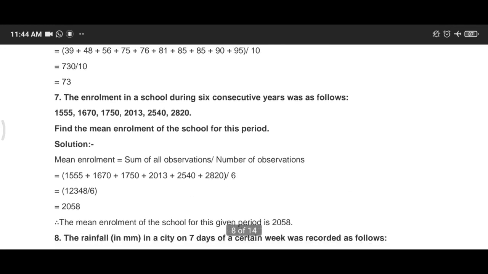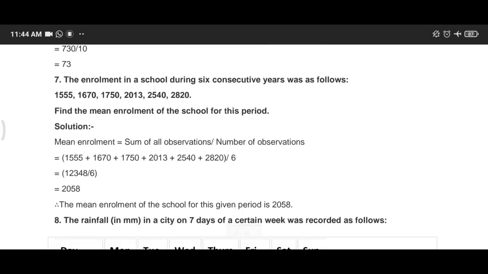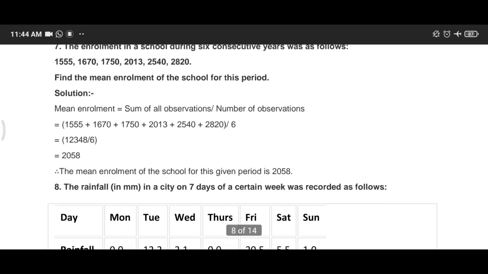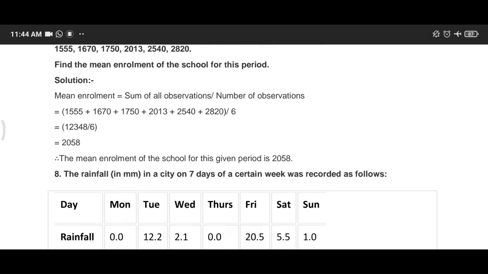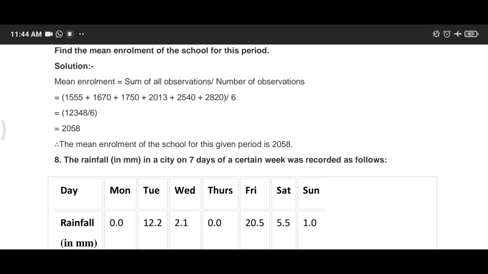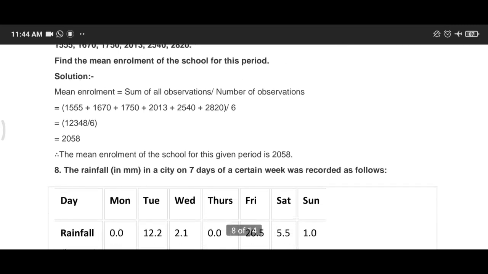Now in question number 7, the enrollment in a school during 6 consecutive years was as follows. Find the mean enrollment of the school for this period. So these enrollments we have to add and divide by 6 because the formula is the sum of all observations upon the number of observations. So there are 6 observations and these we have to add, then what we get is 12,348 divided by 6, this is 2058. This is the mean enrollment of the school.